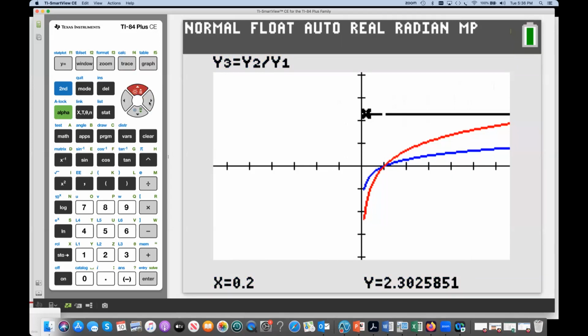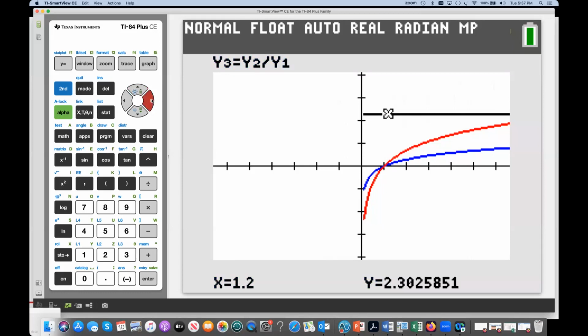Let me trace over to x equal 1. Oh, it's definitely undefined there. And if we think about it, both of our functions are equal to 0 at x equal 1, so we're getting something that's undefined. And this is one of the places where the Nspire doesn't compare to what the 84 can do, showing the holes. Yeah, it's much easier to see the hole on the 84, actually. Now, what is this value that we found here? That is the ratio.